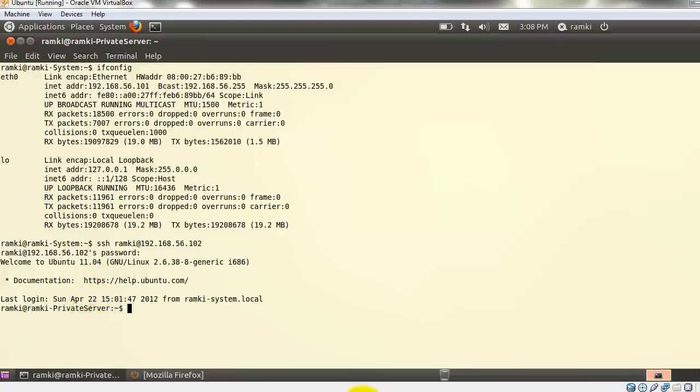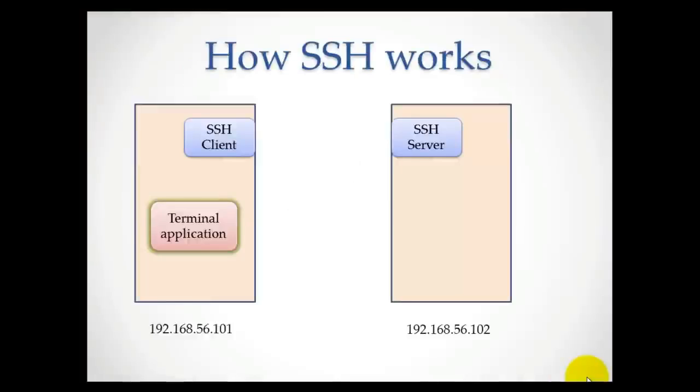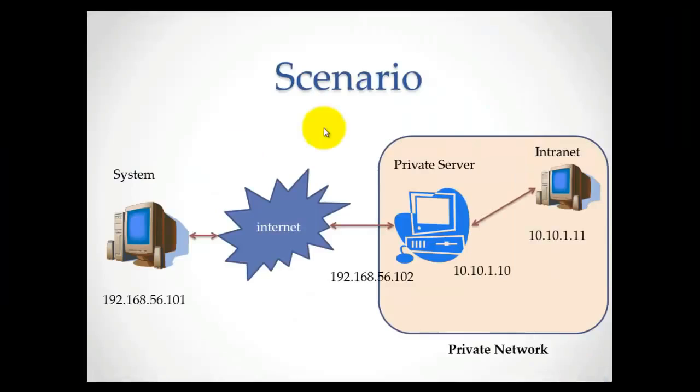Now how does this SSH work? When you use SSH in the terminal on this system, 56.101, it communicates to the SSH client program. Then this client connects to the server on the remote host on port number 22, and they establish encrypted channels. After that, all your future communication goes through these encrypted channels. Okay, this is our scenario.